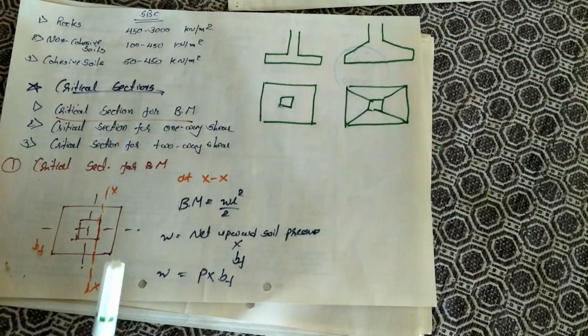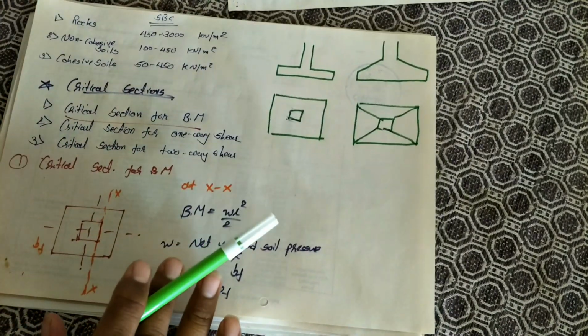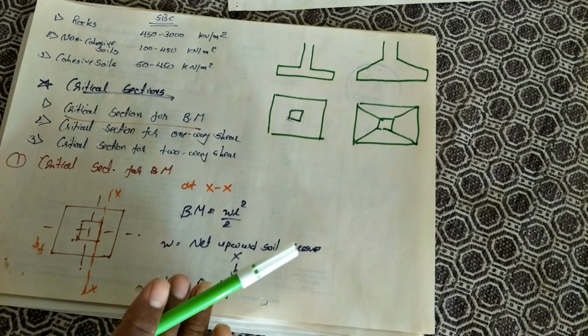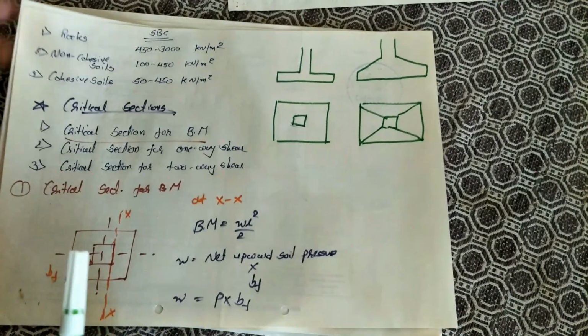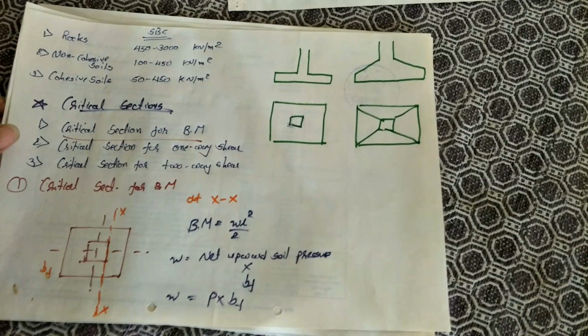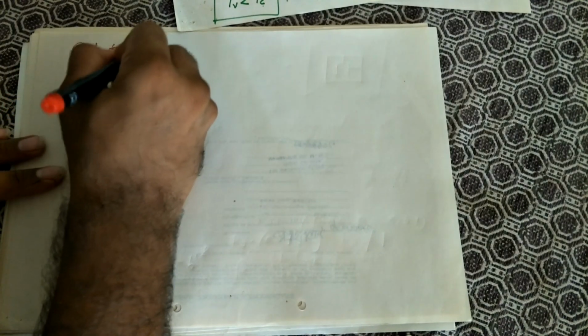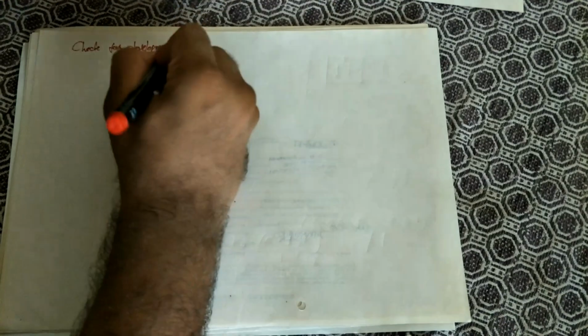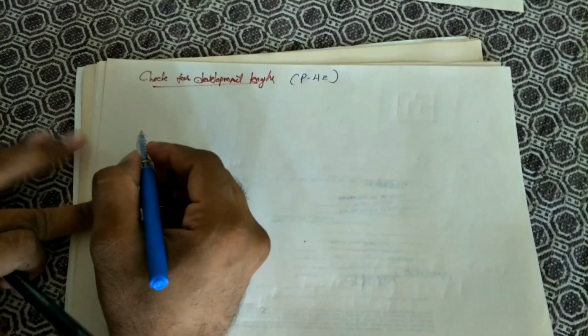Now these are all the checks, you can say. After designing, your footing will be checked for one-way shear and two-way shear, and another check is the check for development length. For the check for development length, the equation is given on page number 42 of IS 456.